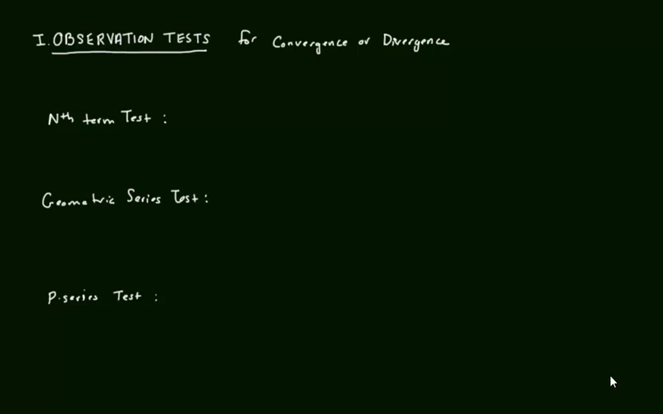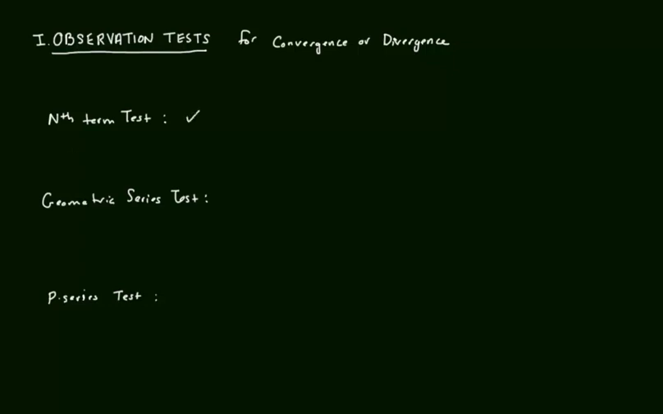There are three tests that I like to call observational tests, ones that you can just look at and decide whether or not the series will converge or diverge. The nth term test, which we discussed earlier, tells us whether the series diverges or whether we need further investigation to determine if it converges or diverges. So we looked at that one.